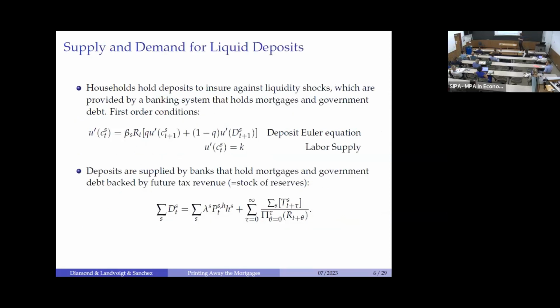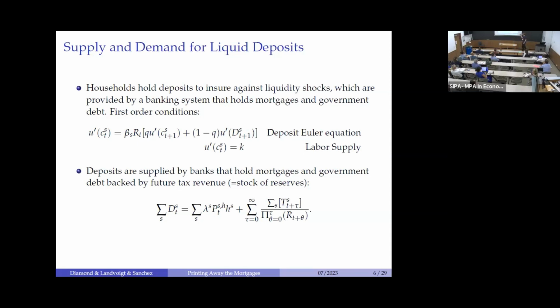Okay. So the Euler equation for deposits and a first order condition for labor supply are the standard things we need. So you're going to save today based on your intertemporal preferences. And what's important here is that if you get a bad shock tomorrow, a deposit that you save today is going to allow you to consume on that baddest day in the world. So the degree of liquidity insurance is going to matter a lot for your savings decisions.